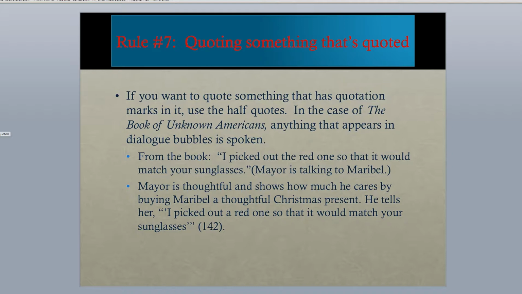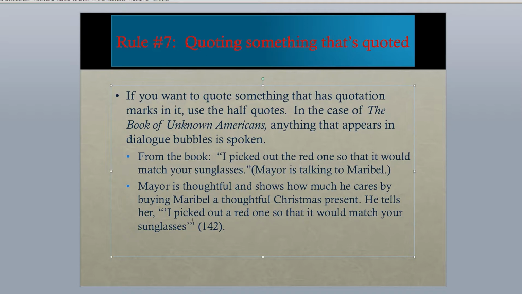If you want to quote something that already has quotations in the book, which there's lots of great lines of dialogue here, you have to do a quote within a quote. If I look at page 142, Mayor is talking to Maribel here, and he says to her, "I picked out the red one so it would match your sunglasses." Remember, this is when he's bought her a scarf for Christmas and he's giving it to her. So he actually says this aloud in the book, and it has quotation marks around it. And maybe I want to use that in my essay.